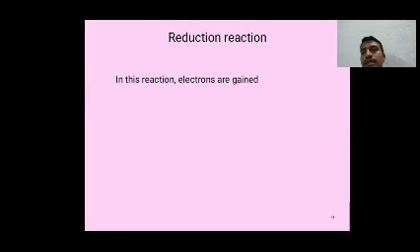Or Na+ gains an electron to form Na. This is also a reduction reaction. Gain of electrons is called reduction, or removal of oxygen is called reduction, or addition of hydrogen is called reduction reaction, or decrease in oxidation number is also called reduction reaction. FeO reacts with hydrogen to form Fe plus H2O. Addition of hydrogen is also called reduction reaction.